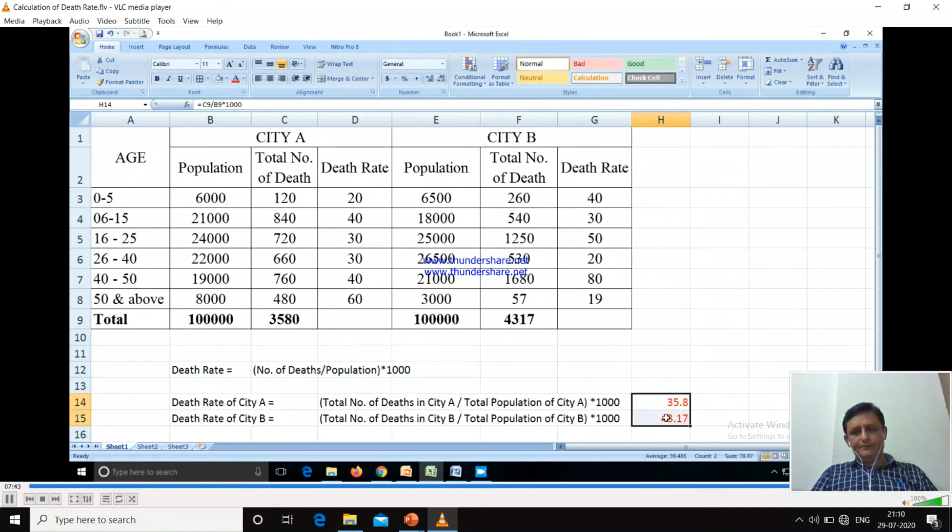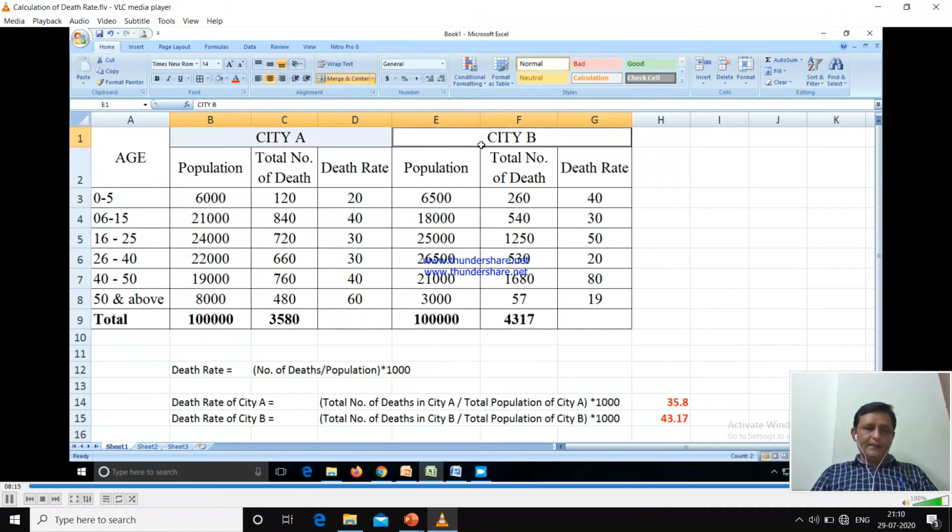So let me highlight both. Now it is very easy to understand. 35.8 and 43.17 are the death rates for city A and city B. So this is basically the calculation of simple death rate group-wise, and here 0 to 5 for both the groups, 6 to 15 death rate for both the groups. City A and B indicate death rate separately and accordingly.